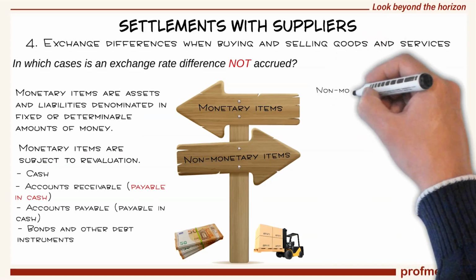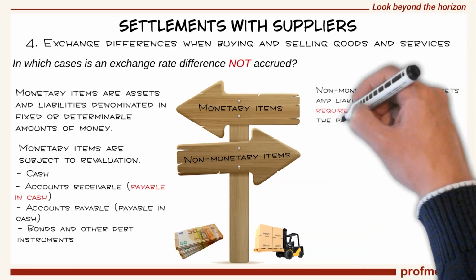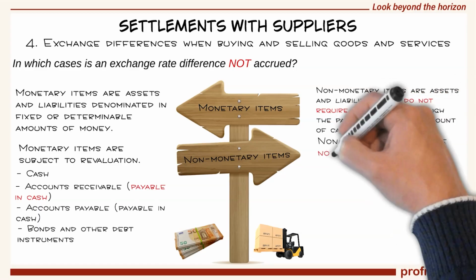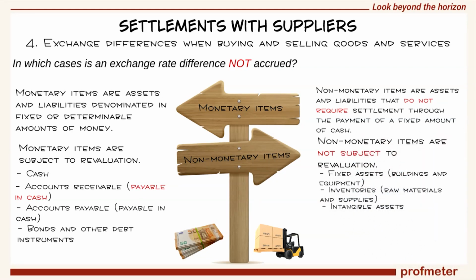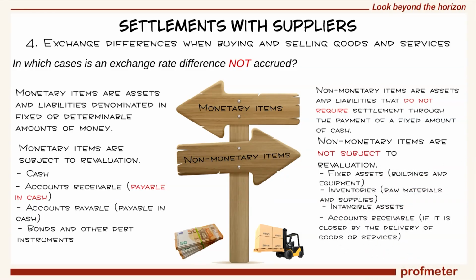Non-monetary items are assets and liabilities that do not imply closing by payment of a fixed amount of money by one of the parties. They are not subject to translation at the exchange rate at the end of the period. Examples: fixed assets, buildings, equipment, supplies, intangible assets, accounts receivable if it is closed by delivery of goods or services, and investments in subsidiaries and associated enterprises.